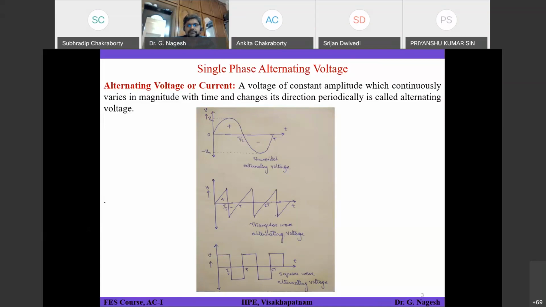Okay, so it should have an amplitude which is denoted as Vmax. That is the maximum value of this sinusoidal alternating voltage. It has positive and negative half cycles, and it is repeating after a time period of T. The x-axis is basically time.